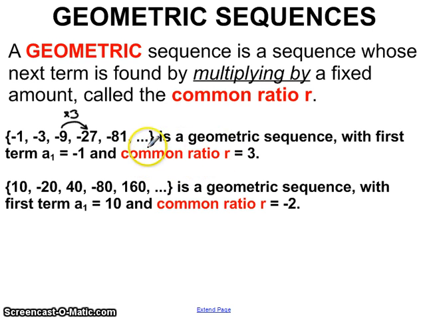But you notice this says common ratio, and we usually think about division when we think about ratios. And so another way to do this would be to take a number and divide by the one in front of it. Negative 80 divided by 40 is negative 2. 160 divided by negative 80 is negative 2. Negative 20 divided by 10 is negative 2. And so that gives me a different way to look at this that might be a little easier to manage. Same thing here. Negative 81 divided by negative 27 is positive 3, and so on.